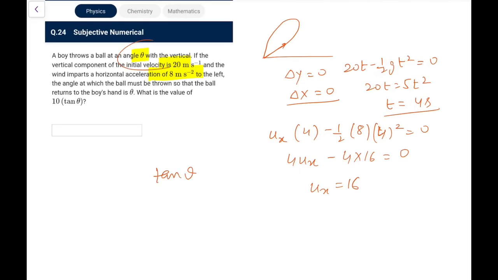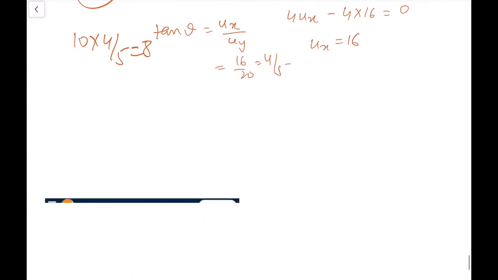Now tan theta. Here remember, theta is with the vertical, so it would not be uy by ux. This is ux by uy. So it comes out as 16 by 20, that is 4 by 5. Now you need the value of 10 tan theta. So 10 into 4 by 5 comes out as 8. So the answer is going to be 8. Just remember that it was from the vertical, not from the horizontal. Okay. Next one, the last one we have.